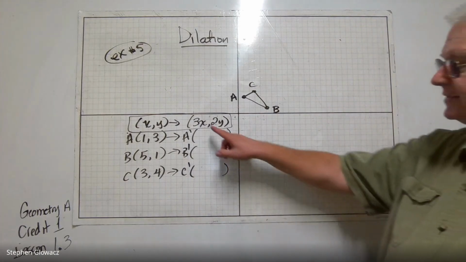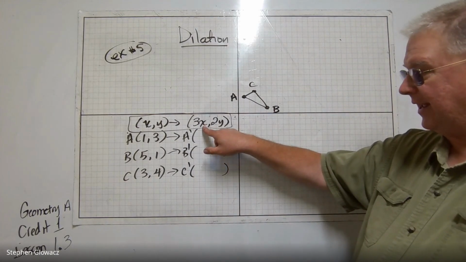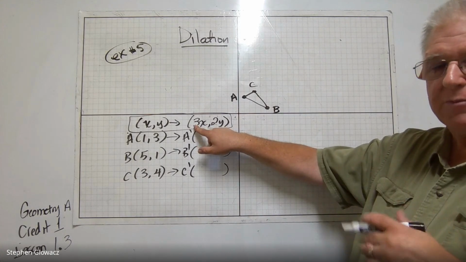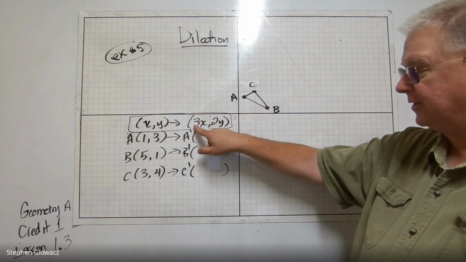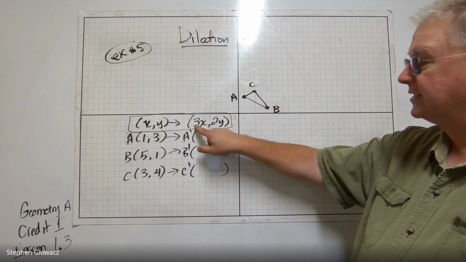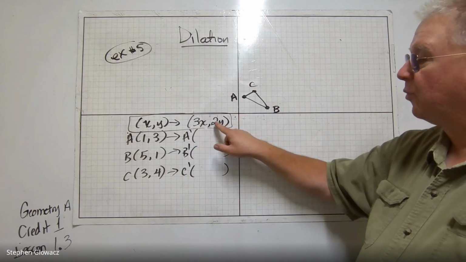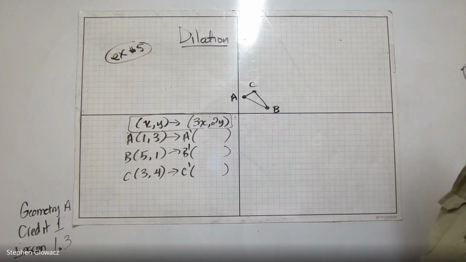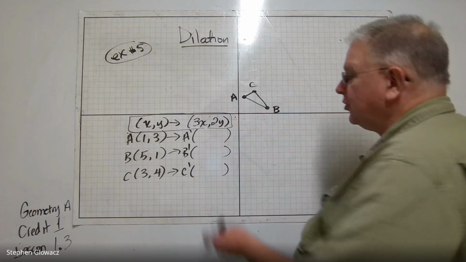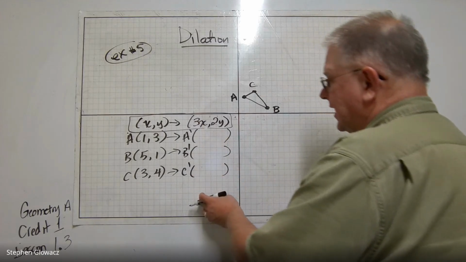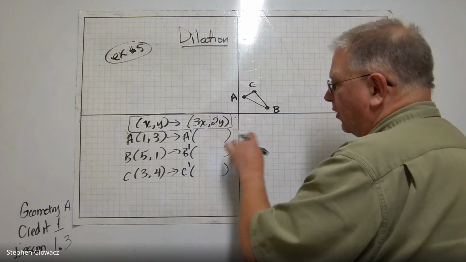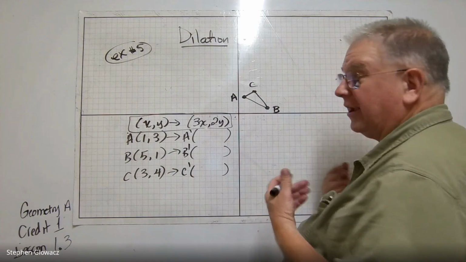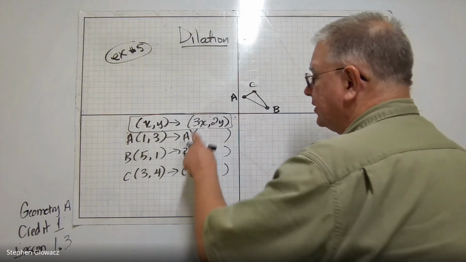So what that means is that each x coordinate is going to get multiplied by 3, because remember, a number next to a variable indicates multiplication. So each x coordinate gets multiplied by 3. Each y coordinate gets multiplied by 2. What I found helpful for me is to do all the x coordinates first, because then you're not going back and forth, multiplying by 3, multiplying by 2, and I know I could get confused. So let's go ahead and do that.